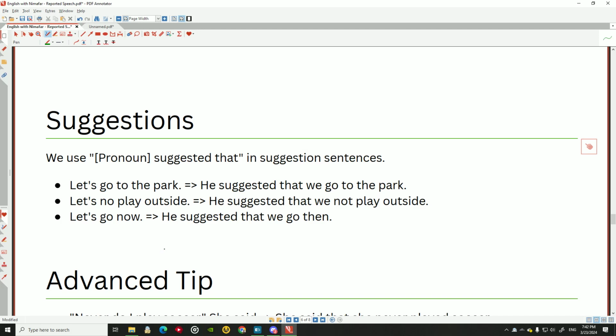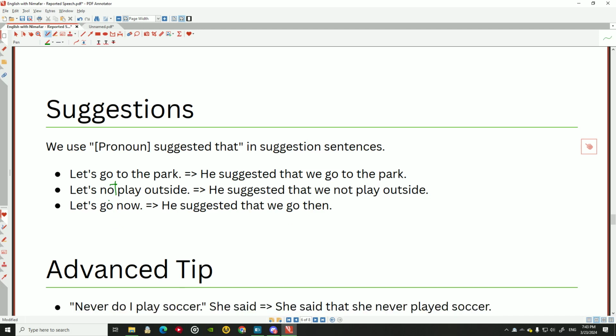Suggested that in suggestion. Let's go to the park. He suggested that we go to the park. Let's not. This is not no. Let's not play outside. He suggested that we not play outside. Let's go. He suggested that we go then. You do not change anything. You just change the adverb. Now, then. Okay? Others are the same.